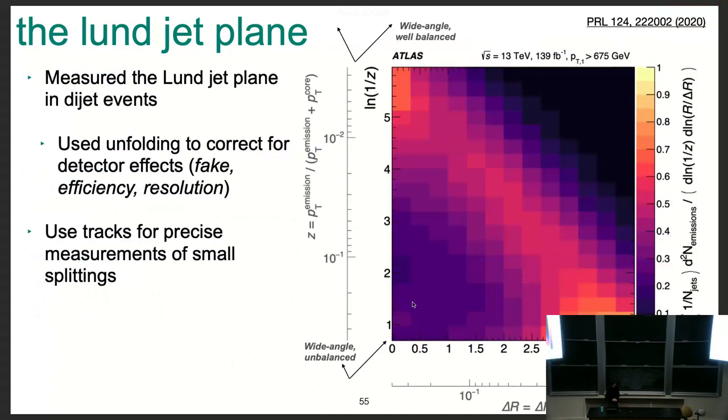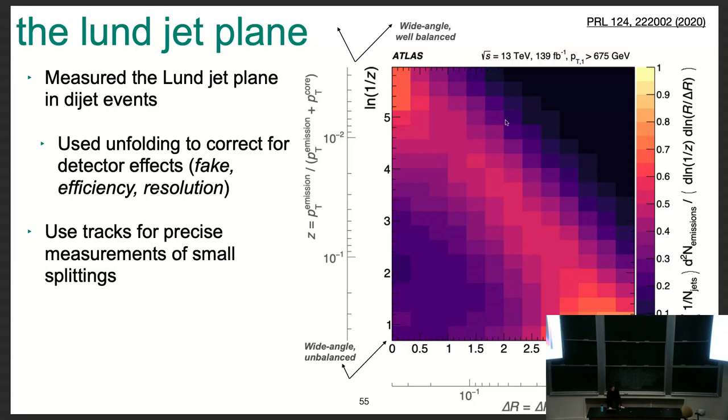We did a measurement of this on ATLAS, and we measured the Lund plane in dijet events. Again, we used unfolding to correct for detector effects. I won't go through that again. Here we're using tracks, as I alluded to before, because this gives us access to really small angular splittings.